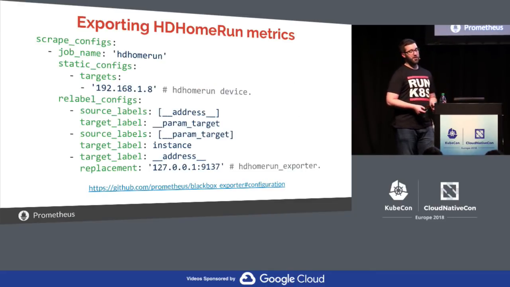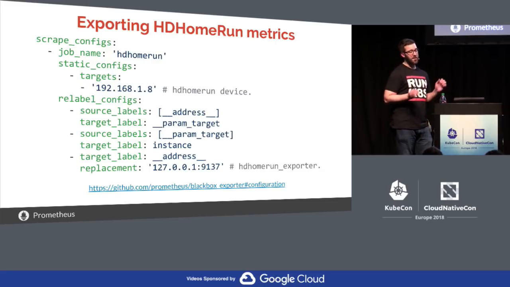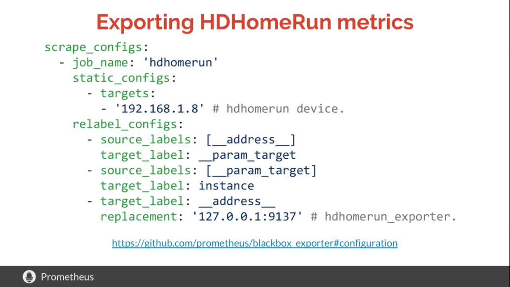So this configuration is mostly taken from the blackbox exporter, so definitely look at that repository for more information. But the basic ideas are, you have this targets list, and you pass a list of, say, for example, your HDHomeRun devices. You create this relabeling configuration, and this tells Prometheus to pass the target parameter, and also to replace, I believe, the address of the HDHomeRun exporter in the metrics with the address of your HDHomeRun device.